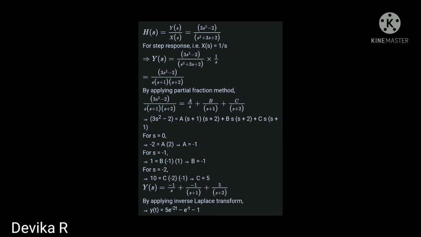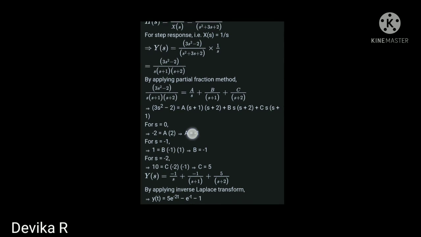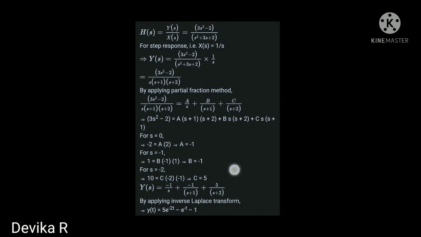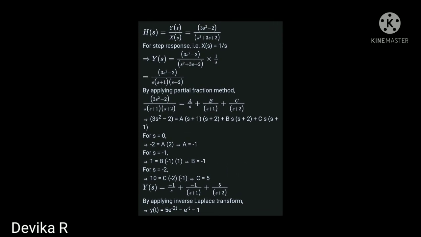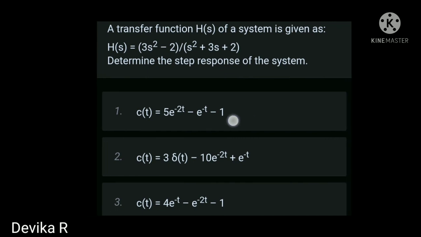These are the separate roots. 3 roots are there, so A by s, B by s plus 1, C by s plus 2, and cross multiply all the terms and put the values of the individual poles: s equal to 0, s equal to minus 1, s equal to minus 2. We get the A, B, C values. Then take the inverse Laplace transform and we get the answer. It is 5 e power minus 2t minus e power minus t minus 1. Okay, C is the right answer.